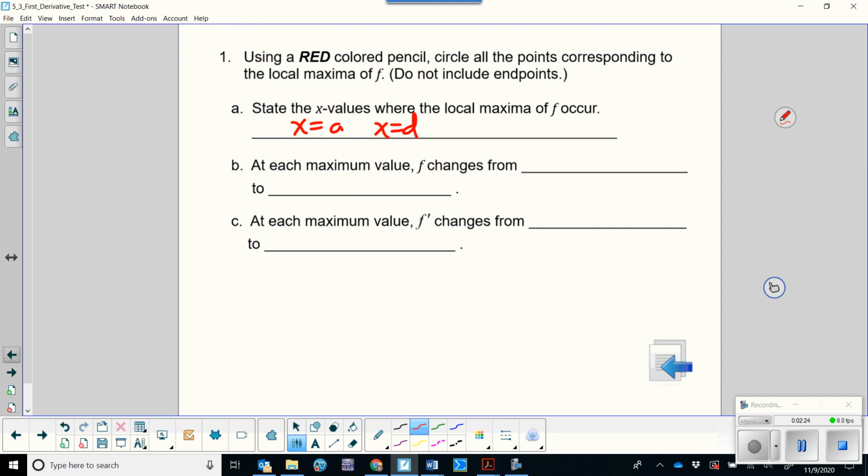At each maximum value, f changes from increasing to decreasing. Okay, that's very important. The function changes from increasing to decreasing there. At every maximum value, f prime changes from positive to negative because the function is changing, it's increasing and then decreasing. And so, of course, where the function is increasing, f prime is positive. So all of those things are very important, okay?